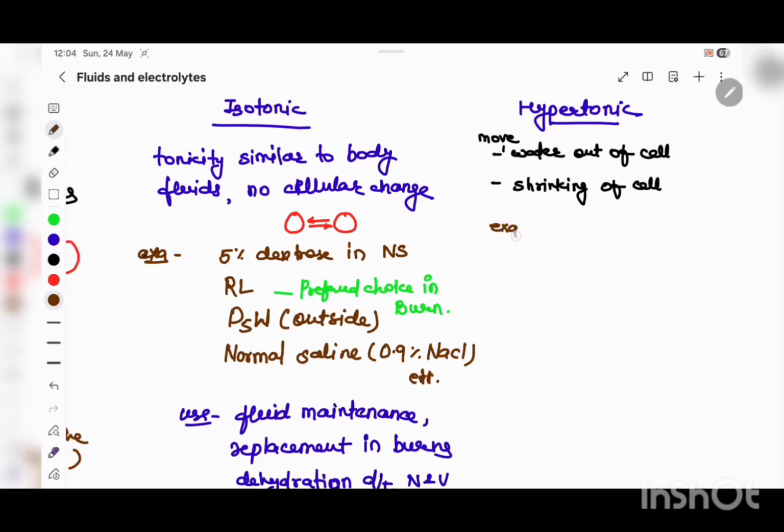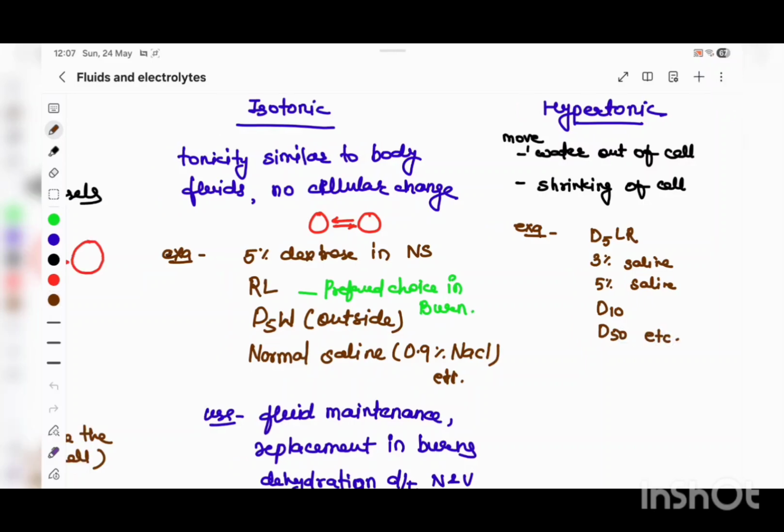Next, what are the examples? So examples are, first of all, dextrose 5% in Ringer lactate, and next we have 3% saline or 3% NaCl. We have 5% saline, and we have dextrose 10, or we can say D10, and D50. These all are hypertonic solutions.